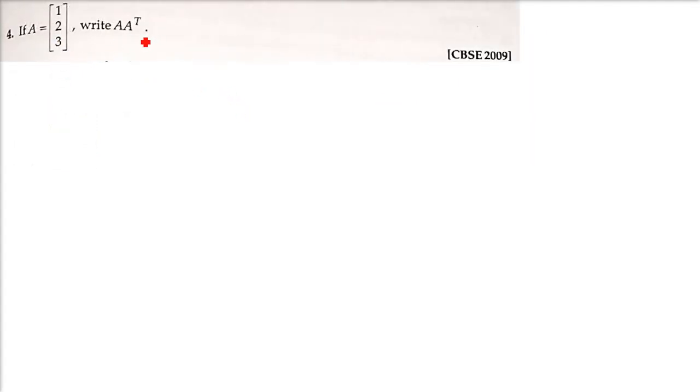A is this, and we have to find A transpose. These are very short questions, so they will come for just 1 or 2 marks. So 1, 2, 3 is A. Transpose is nothing but changing rows to columns. Since this is a column matrix, you have to convert it into a row matrix. So A is this, and A transpose will be only one row, 1, 2, 3.